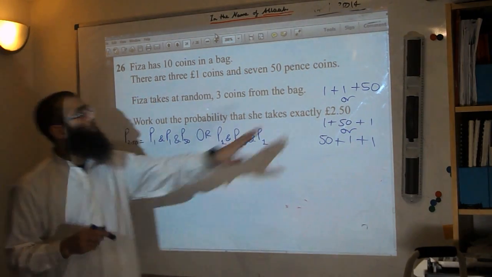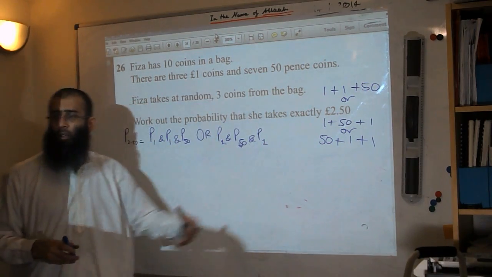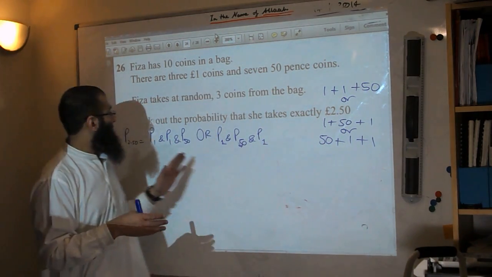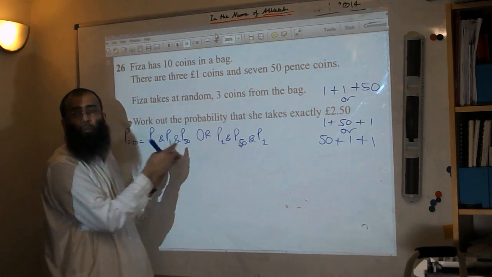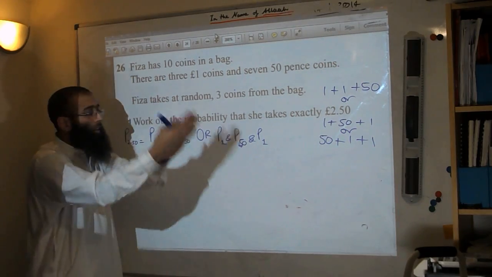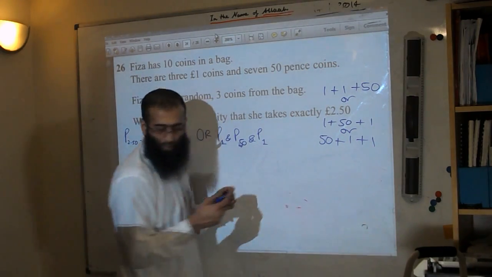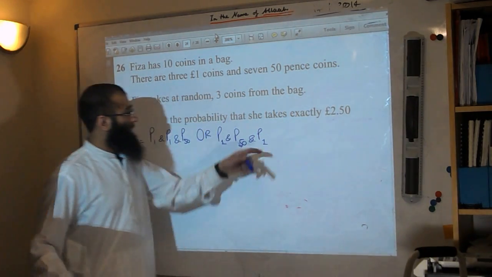Even though I've written here 1 add 1 is 2, so I'm adding the money, in probability I'm saying the probability of a £1 and the probability of a £1 and the probability of 50p. We're not using plus here. We're using "and" to indicate this item and that item. Okay, I need to rub that off.